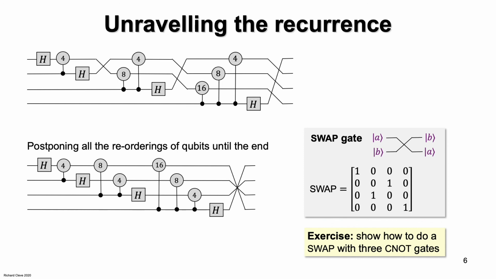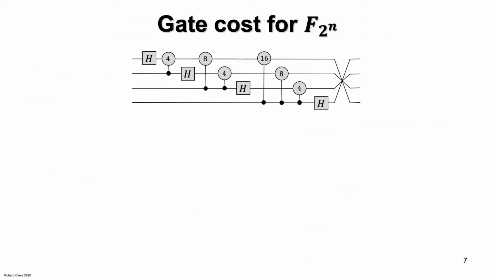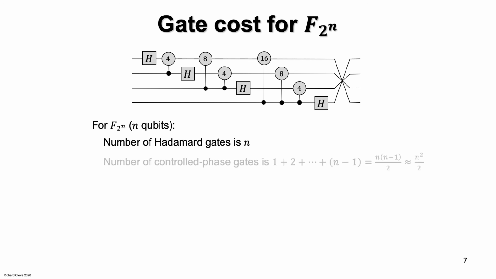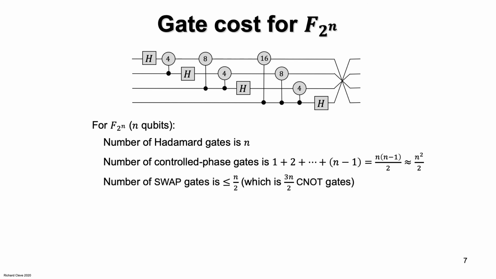Okay, let's tally up the gate cost for computing F 2 to the n. There are n Hadamard gates, one for each qubit. The number of controlled phase gates can be seen to be 1 plus 2 plus 3 all the way up to n minus 1. The sum of this arithmetic series is around n squared over 2. So that's a quadratic number of gates. And there are at most n over 2 swap gates, which translates into 3n over 2 controlled NOT gates. That's a total of order n squared gates for computing the Fourier transform, F2 to the n.